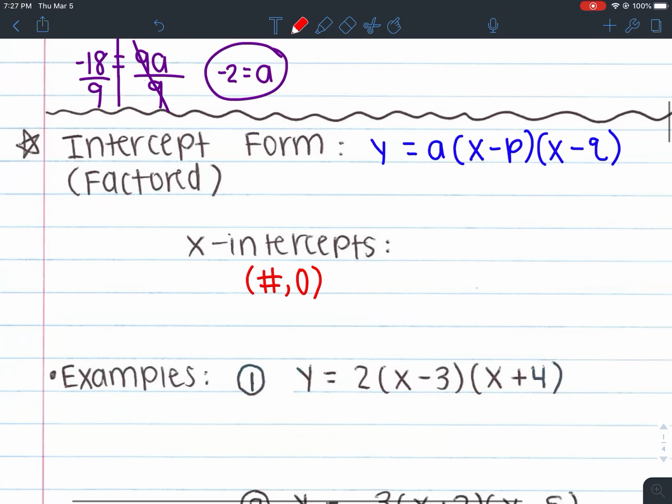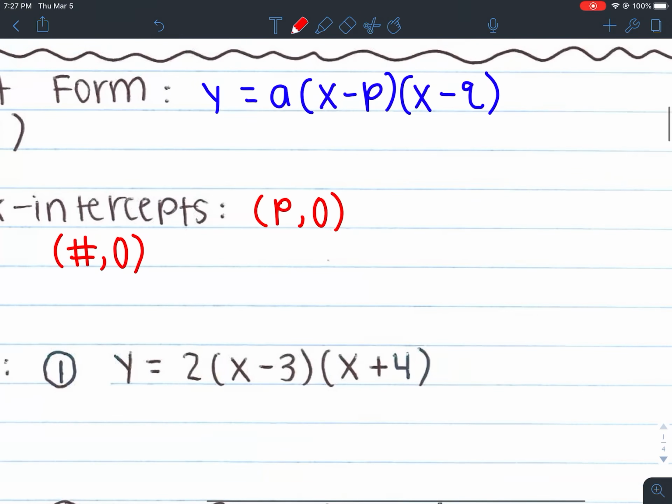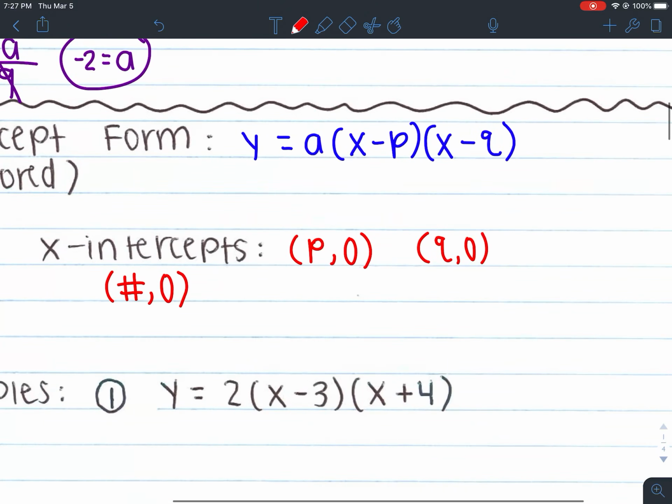So it's always going to be 0 for the y value. In this case, I don't know what P is, but I know it's going to be the first thing. It's going to be P, comma, 0, and then Q, comma, 0. So I'm going to have 2 x-intercepts there. Now, you can only really write intercept form if you have 2 x-intercepts.